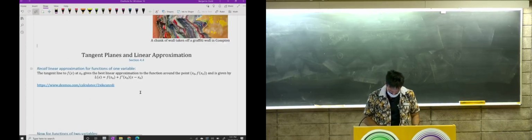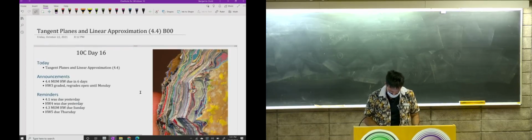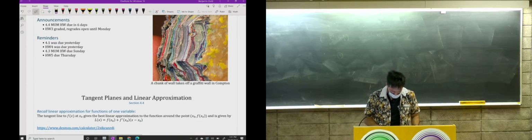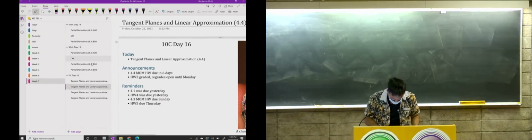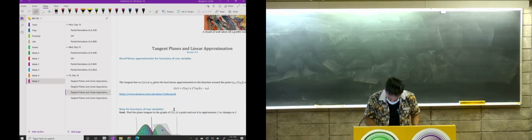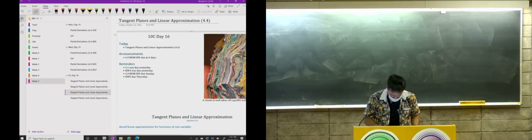Hey, I thought I reformatted this. Wait, is this the right page? Use this one. Okay.